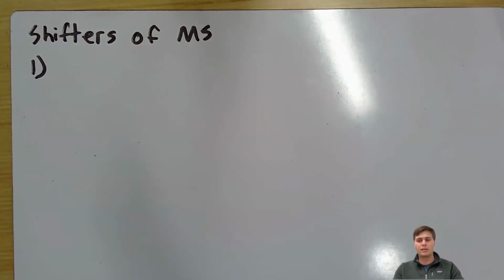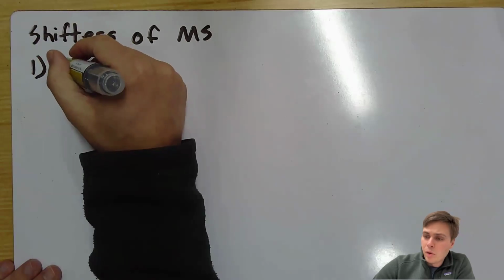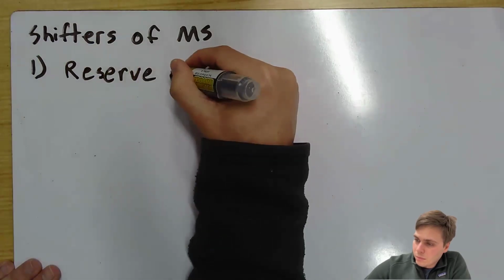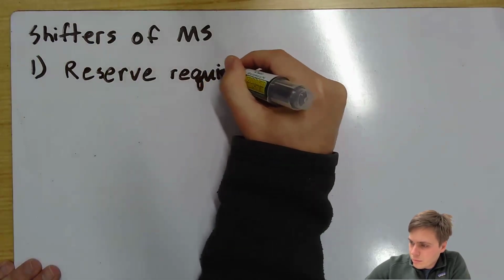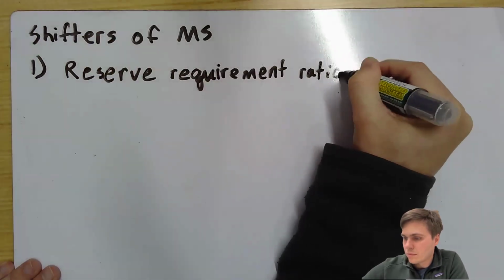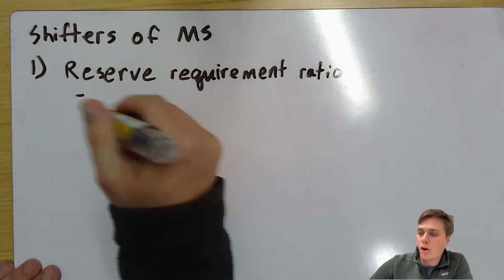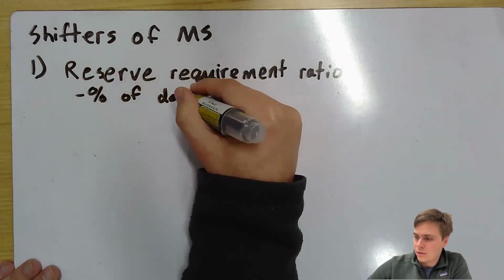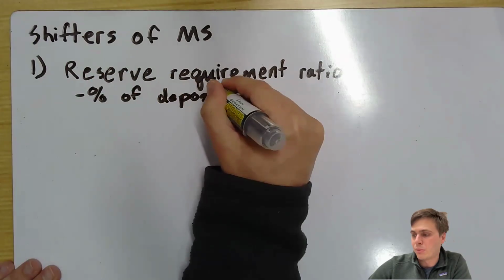All right. So I'm going to talk about two of these shifters. There is a third out there that you'd often see in textbooks, but again, due to what's actually currently going on, I am not going to teach that here. All right. So number one would be the reserve requirement ratio. Okay. If we recall, that is the percentage of deposits, those demand deposits, that banks must hold.